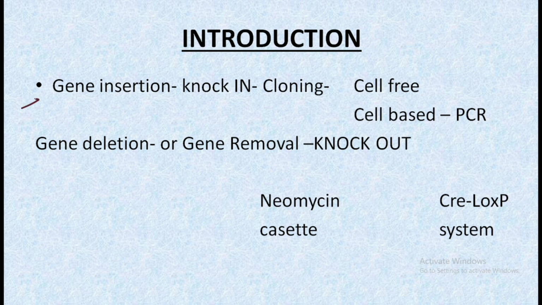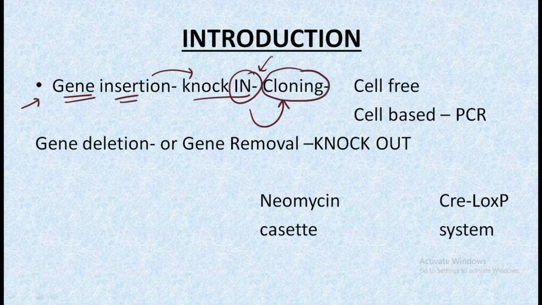So gene insertion is gene knock-in. In means inside. So when we are inserting any gene, it is called gene knock-in, and in other words it could also be called gene cloning. And this gene cloning or gene knock-in is done by two methods. It is either by the cell-free method or the cell-based method, which is popularly known as PCR, which is polymerase chain reaction. We would be discussing polymerase chain reaction and all the other experiments in the future lectures.